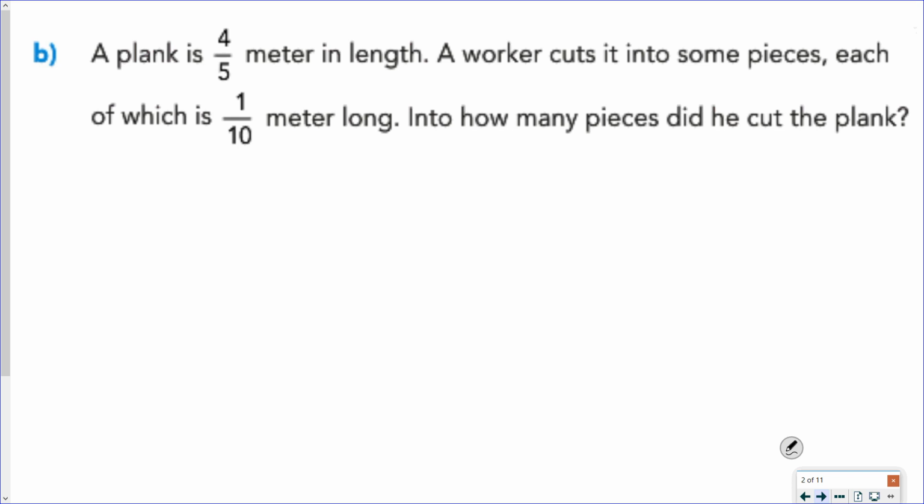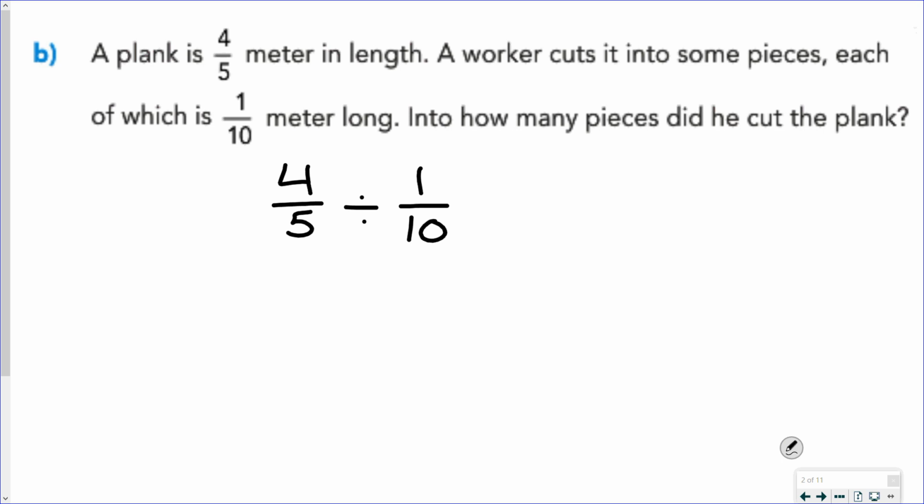So we have a plank that's 4/5 of a meter in length. A worker cuts it into some pieces, each of which is 1/10 of a meter long. We want to know how many pieces did he cut the plank into. So we're taking an item and breaking it down into smaller equal-sized pieces. That tells us we're going to divide. So we take what we start with, which is the 4/5 of a meter, and we're going to divide it by 1/10.